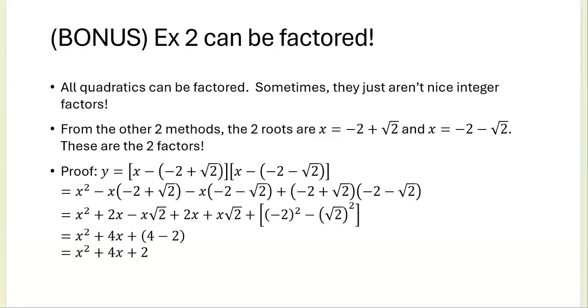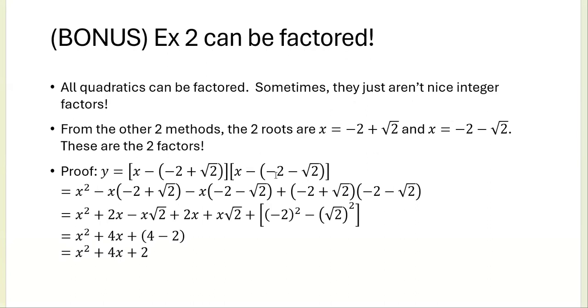So here's the bonus slide, if you're curious and for more advanced students. As I was saying, all three methods work because actually all quadratics can be factored. They're just not nice integer factors, as I was alluding to earlier. Okay? So from the other two methods, we found that the roots, or the zeros, are -2 plus root 2 and -2 minus root 2. These are the two factors, actually. So what if we write them as factors? This is how we write them as factors: x minus the first factor, x minus the second factor, okay?